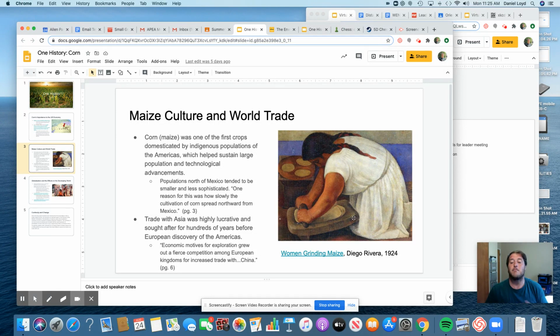This is a woman grinding maize. This entire mural is dedicated to the importance of maize in Mexican culture.